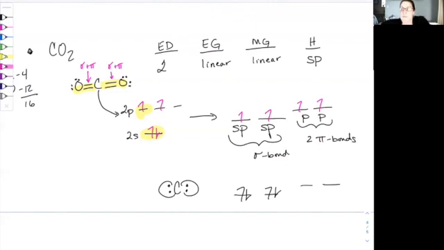So it is beneficial for its bonding, which means it'll be lower in energy, having them half filled so that they can accept electrons and make a full octet for a carbon.